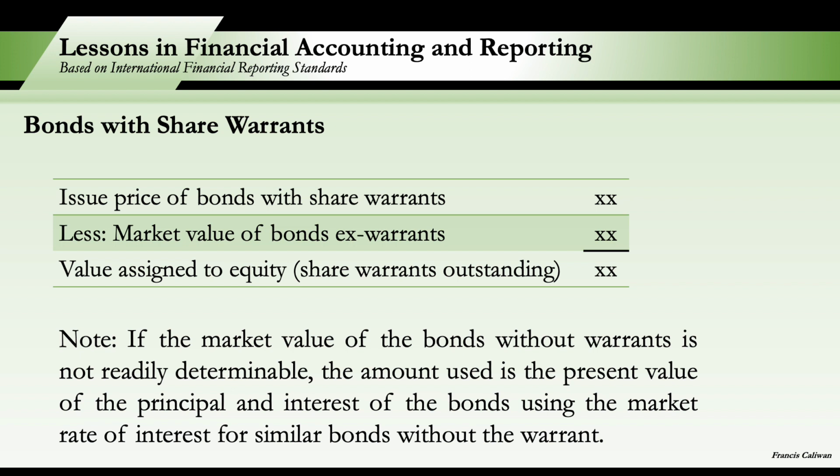Now, what if the market value of the bonds without warrants is not given, but what is given is the market value of the share warrant? Question: can we use the market value of the share warrant to determine the market value of the bonds without warrants? So meaning the issue price of the bonds with share warrants is given, and the market value of the share warrant is also given. What is not given is the market value of bonds without the warrants. So can we use the market value of the share warrant? No.